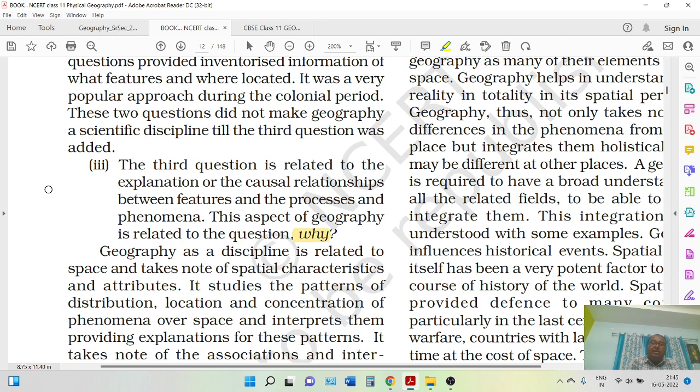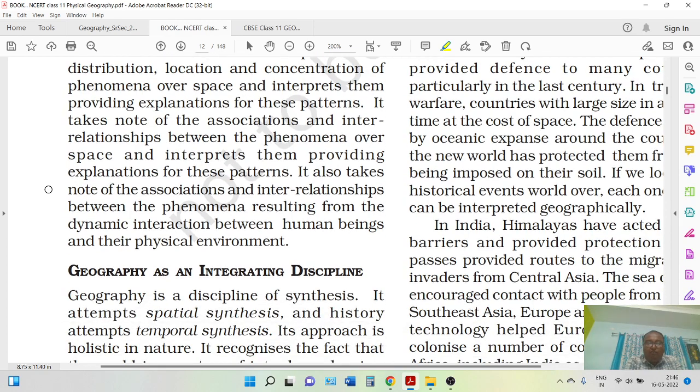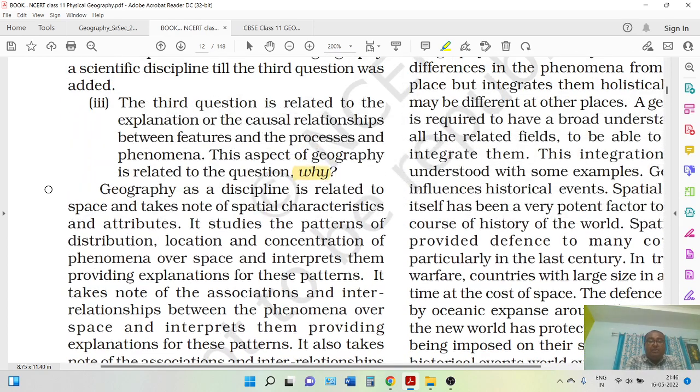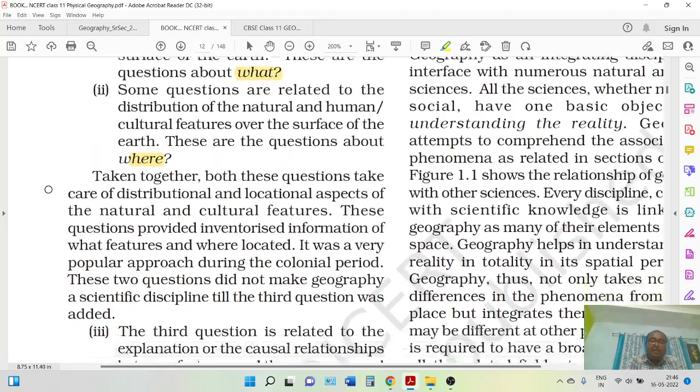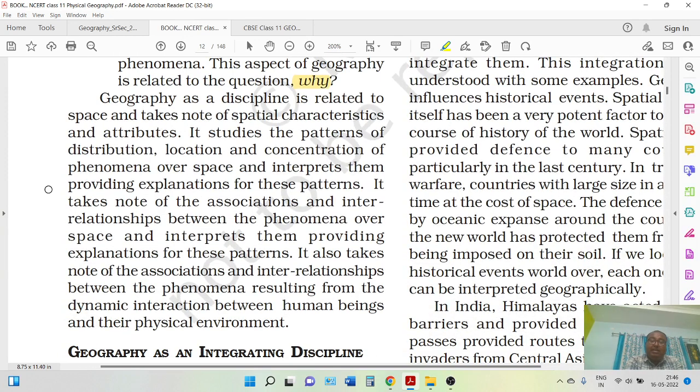In science particularly, this question plays a very important part. Why does the earth revolve around the sun? Why does land fall down? Why is snowfall taking place in that area? Why is agriculture like that in that area? This kind of question we will analyze while studying geography. So three important questions we have to identify: what, where and why. In your previous classes, 9 and 10, you studied what and where, but in 11 and 12 we will study why.